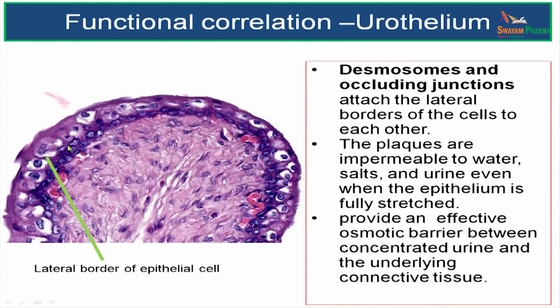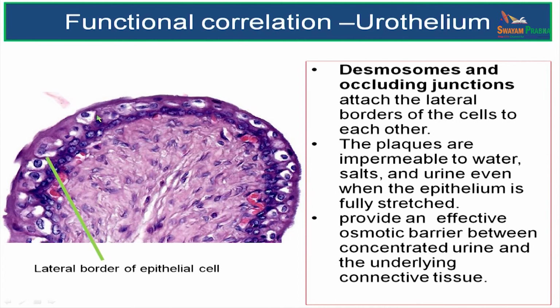Also, one more thing you must note is that desmosomes and occluding junctions attach the lateral border of cells to one another. This is one cell, this is another cell, and this is the lateral border of the cells. There are some cell junctions here which are called desmosomes and occluding junctions. This is also one characteristic feature of the cells of the transitional epithelium.